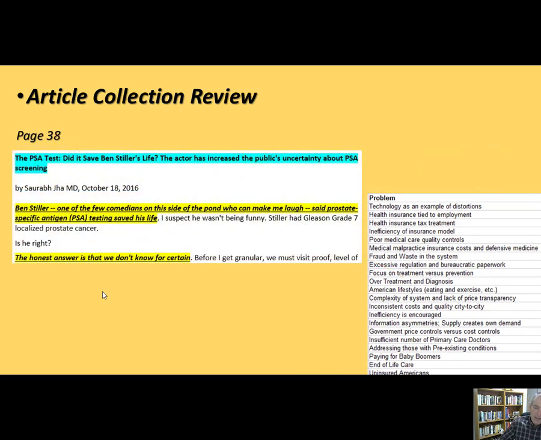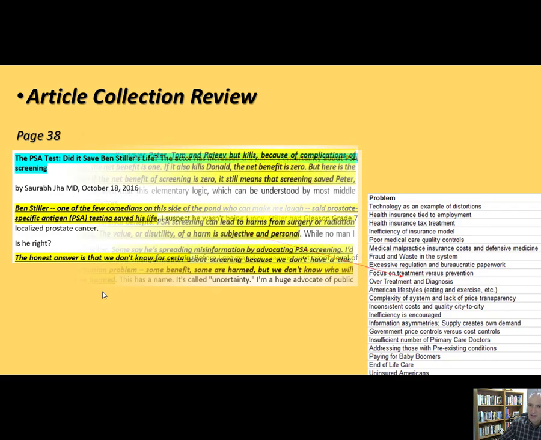All right, let's talk about the PSA test. You'll see that in the video I want you to watch. So Ben Stiller, his life was saved because they caught his prostate cancer and he got the surgery. And he actually went out and promoted that. He said prostate specific antigen, the PSA test, saved his life because he had the surgery and it saved him. The actual answer is we don't know. We don't know whether his life was saved or not. So 1 out of 14 is saved, 13 out of 14 it wasn't necessary, but they could have complications from the surgery, and you'll see that.